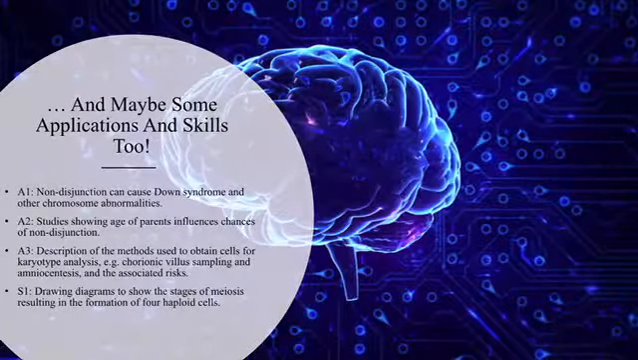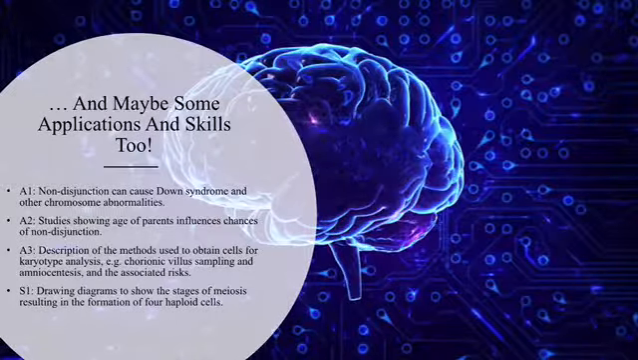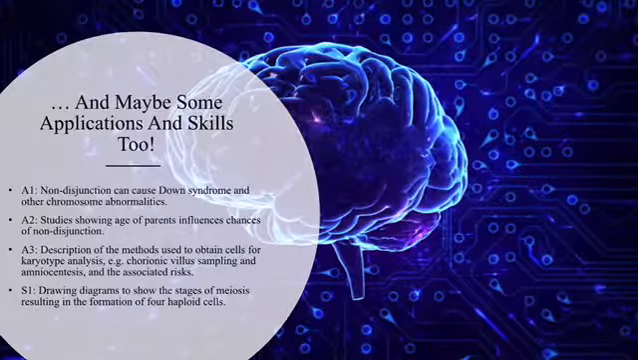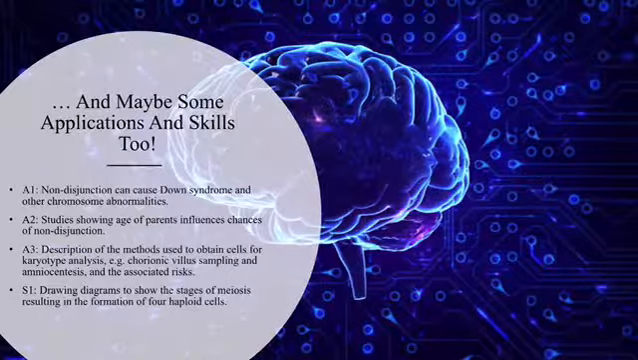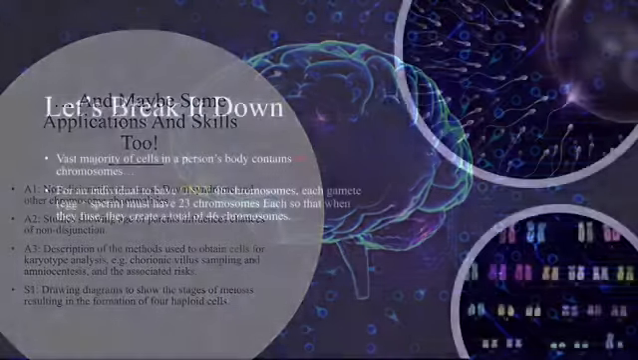You have to be able to draw the stages of meiosis resulting from the formation of 4 haploid cells. And as you can see on your notes guide, you have separate boxes for each stage of meiosis. So let's break it down.